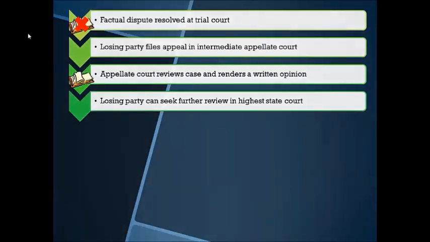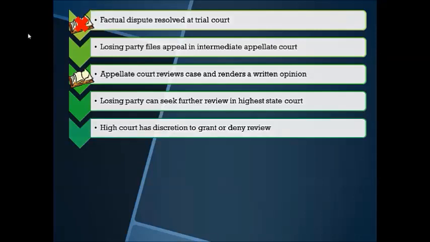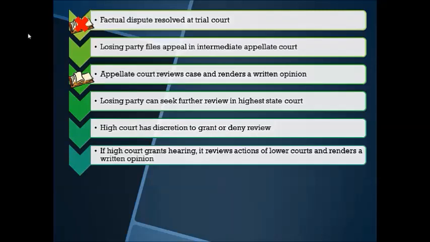So if at that level somebody loses and they're still not happy about it, they can apply to the highest state court. And the highest state court has discretion to either review the case or refuse to review the case. If they grant a hearing and they hear argument, they review the action of the lower courts, both levels, and render a written opinion. And so at that level, we could get law. So again, the first set of law there is from the trial court level. Then we usually get law from the appellate court level. And we could also get law from the Supreme Court level, right?